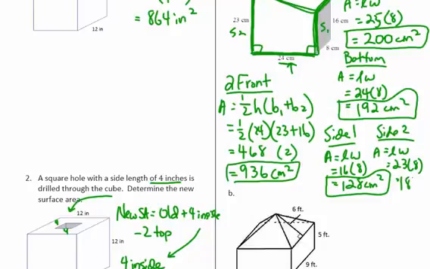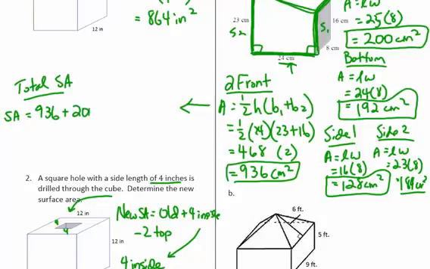So that's 184 centimeters squared. So the total surface area, and I apologize, I'm going to have to go over here, is all the sides added together. So we have 936 for the front and back, 200 for the top, 192 for the bottom, 128 for side 1, and 184 for side 2, which gives me a grand total of 1,640 centimeters squared.